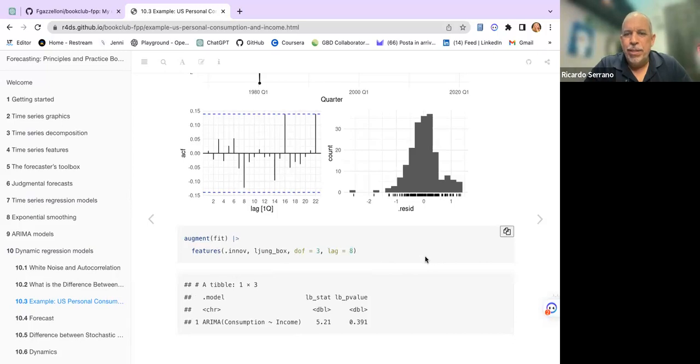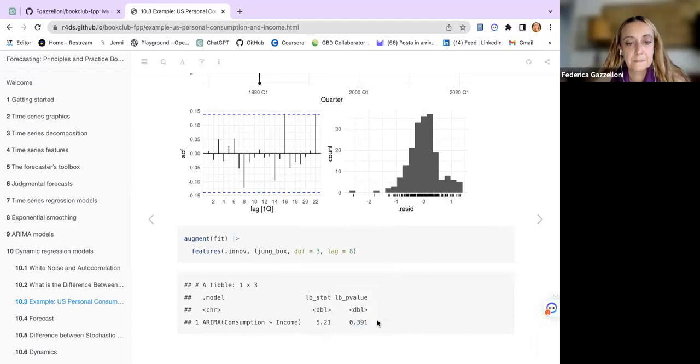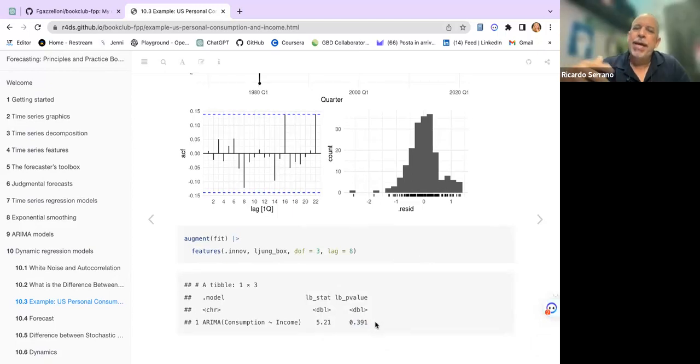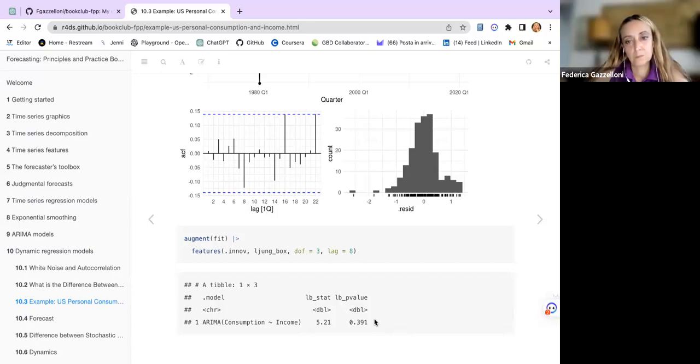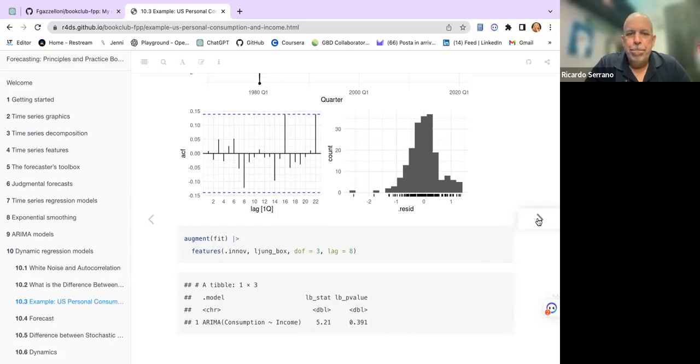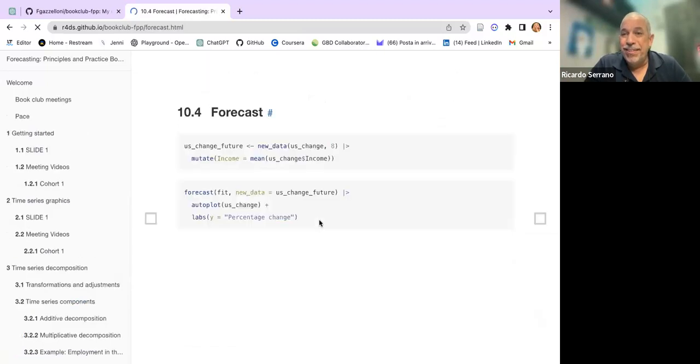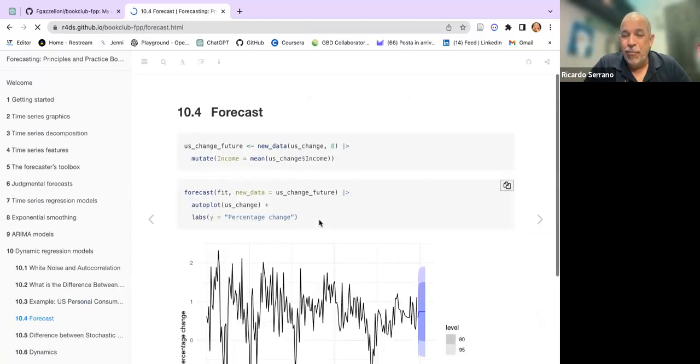The important thing is that the p-value of that hypothesis should be greater than 0.05. So you can say that the residuals are behaving randomly. That's the important thing, but you can choose different lags to see more or less how the p-value moves. But they don't explain it. They explain the degrees of freedom, but not the lags.